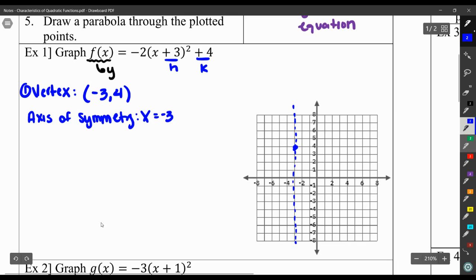Now, I do need two coordinates to create a quadratic. I need two more. And so what we're going to do is, since vertex form doesn't give us much of anything else, the second thing we're going to do is find another point.